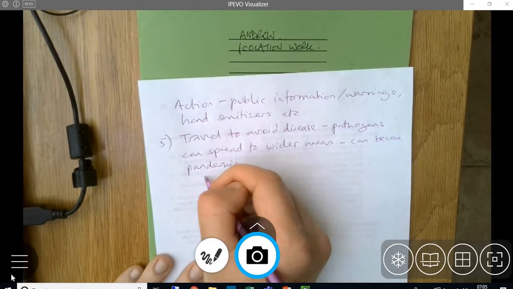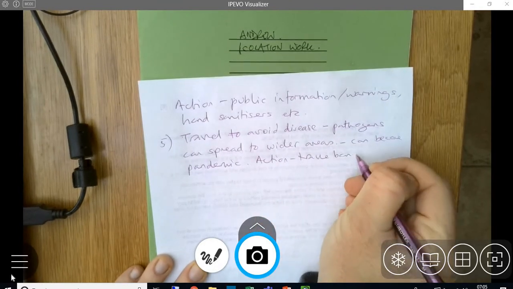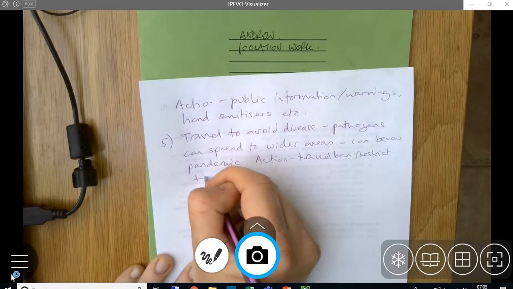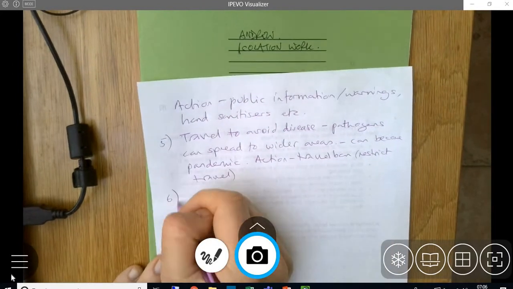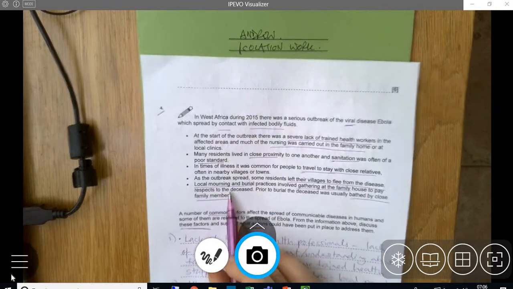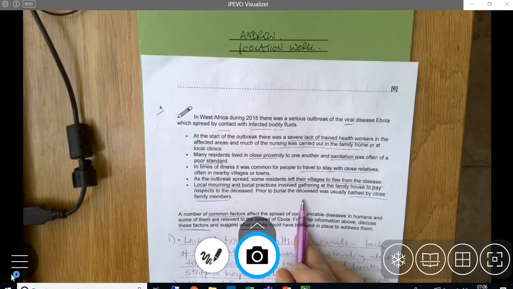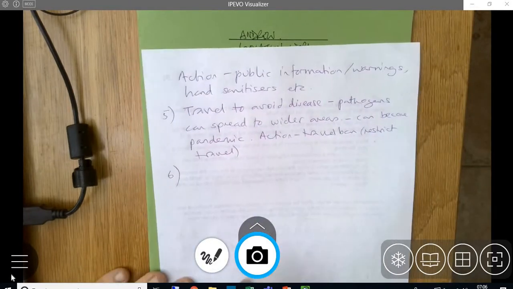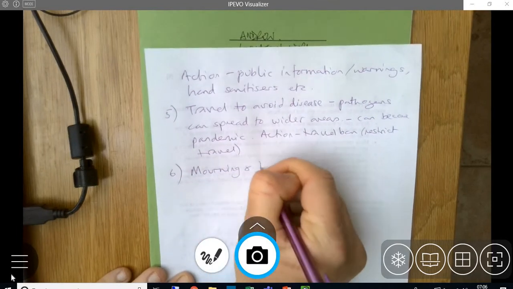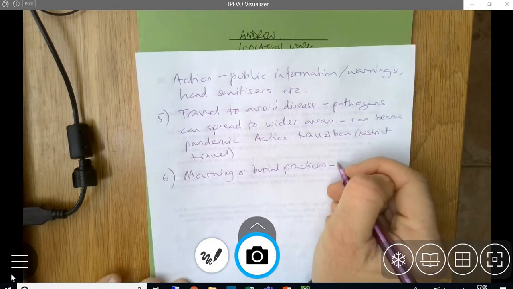So, what would be the action? A travel ban, quite simply. Strict travel. We're going to look at number six, okay, the last one. If I go back again, this is around the local mourning and burial practices, gathering of family house, people, the deceased being bathed by close family members, so we would just say the mourning and burial practices.